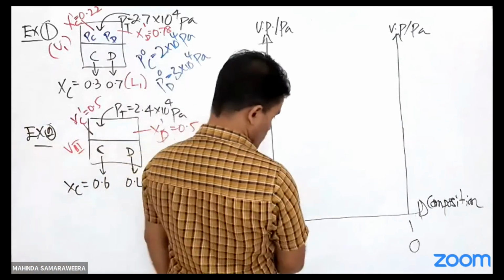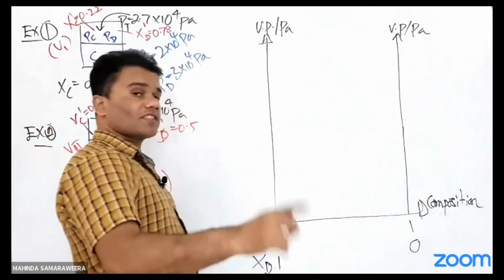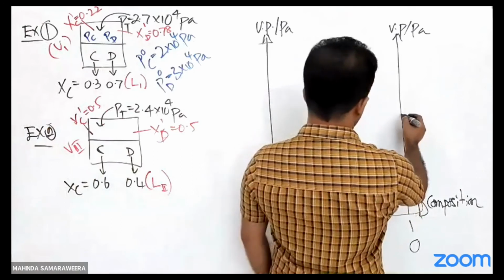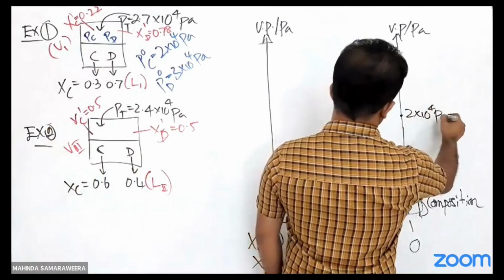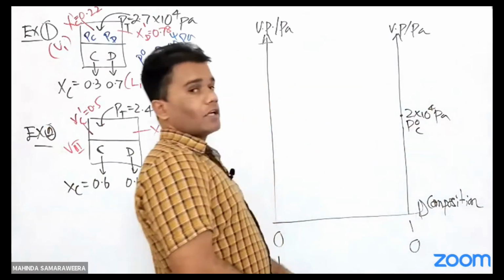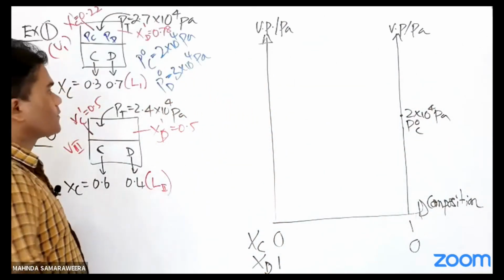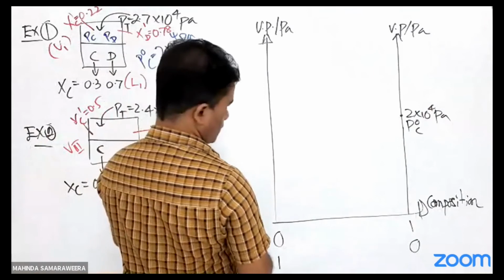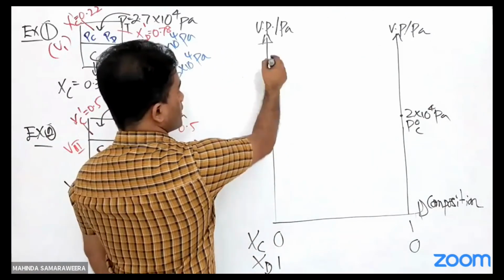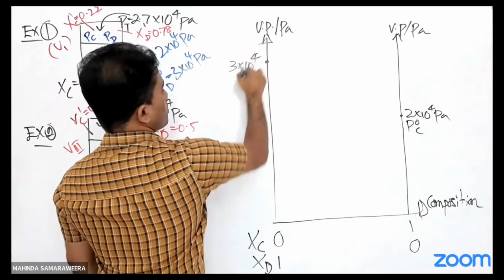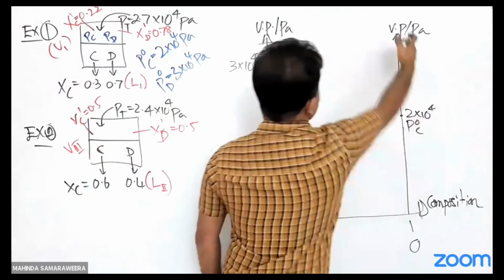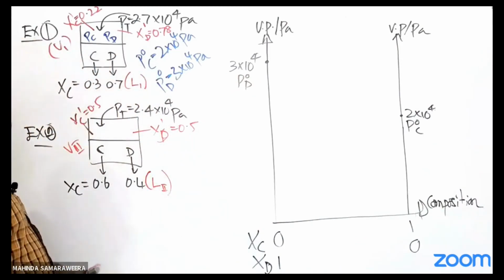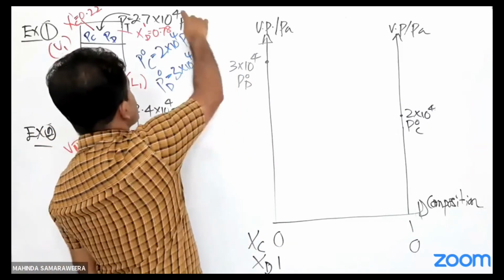XC 1, XD 0 here. XC 1 means that is where we get P naught C. What is P naught C? P naught C is 2 × 10^4 Pascal. I mark it here, 2 × 10^4 Pascal, the value and the symbol. P naught C. Then XD equals 1, P naught D. P naught D is 3 × 10^4 Pascal. 1, 2, then 3 here. This is 3 × 10^4. Actually, no need to put Pascal, it's marked here. What is it? P naught D. Then the total vapor pressure should be represented.